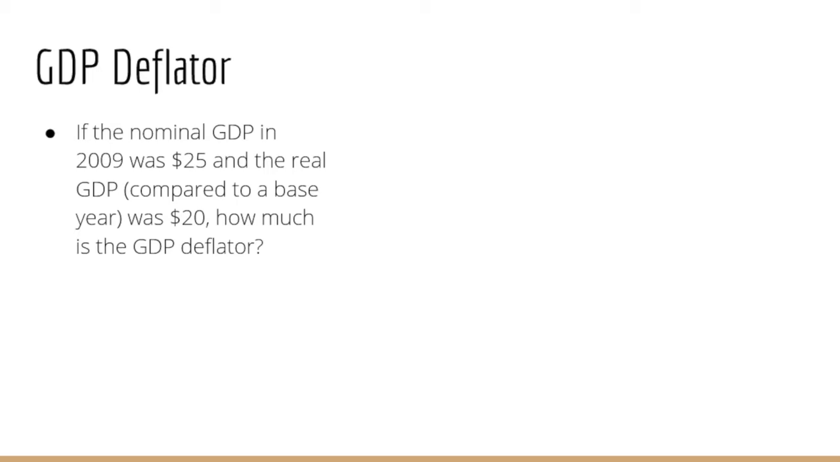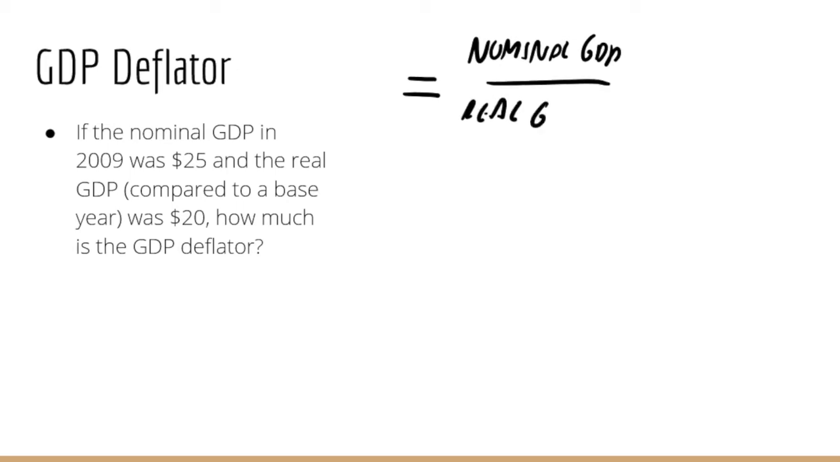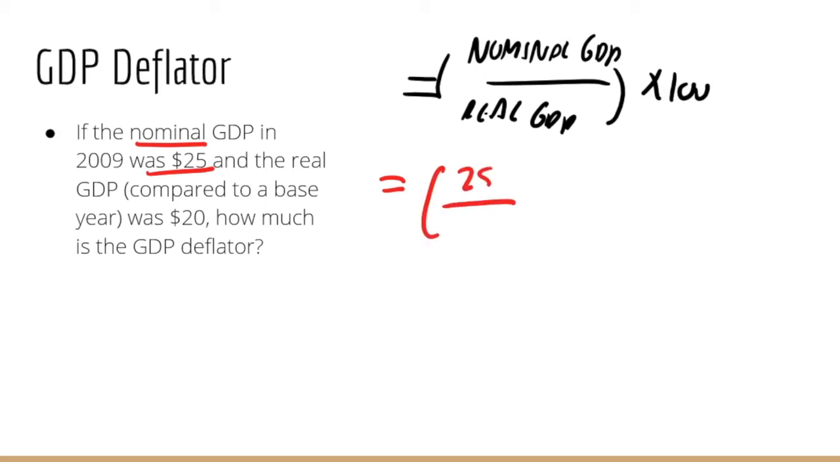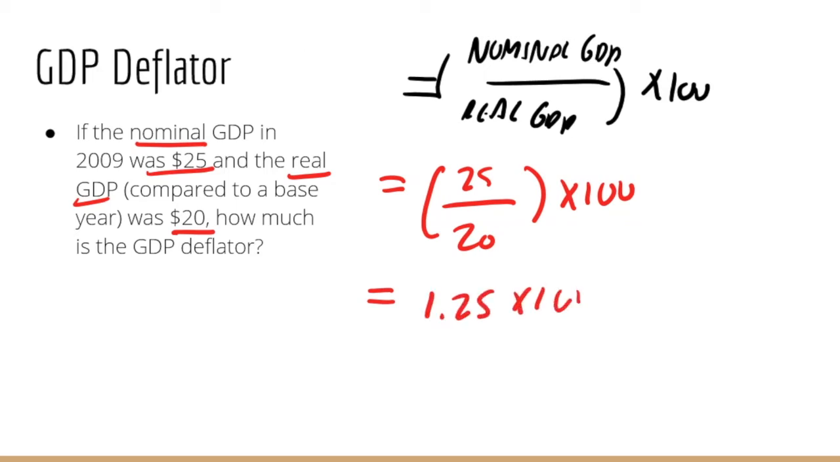Well, remember, our GDP deflator is going to equal our nominal GDP over our real GDP times 100. And here, we know what our nominal GDP is. It says our nominal GDP was $25. So 25 divided by our real GDP, and the real GDP compared was $20, and we multiply that by 100. So we do 25 divided by 20, which is about 1.25 times 100. So our GDP deflator gets us to 125. It gets us to that index number. So that's pretty simple.